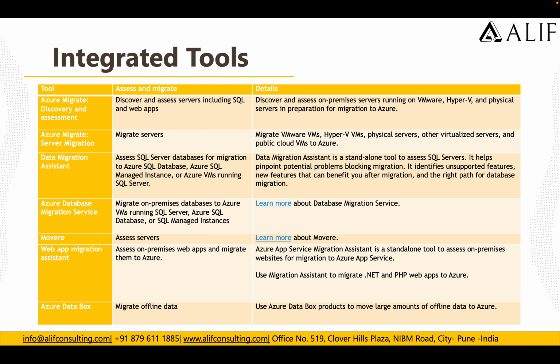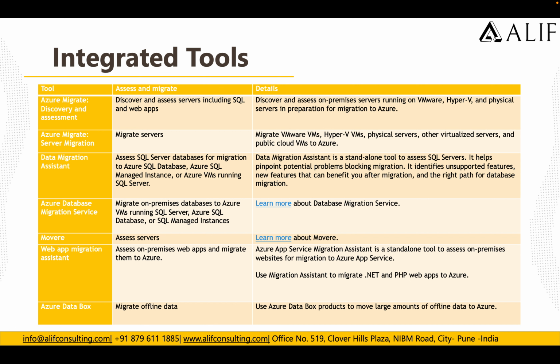Now, what are the integrated tools we have within Azure Migrate? First we have Azure Migrate Discovery and Assessment, which provides discovery and assessment of servers, including databases and web apps. It provides details from VMs running on VMware, Hyper-V, or physical servers as well. The second is Server Migration, which provides migration service where we can migrate VMs from on-premise hypervisor, VMware, physical servers, virtualized data centers, or public cloud VMs to Azure.